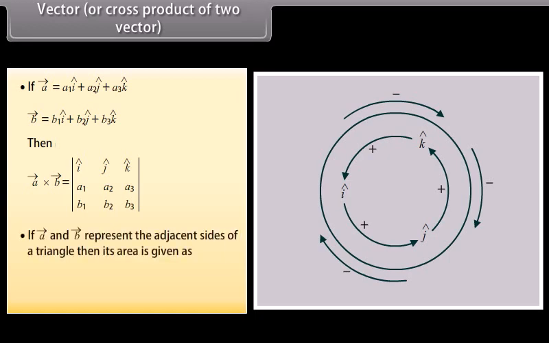If vectors A and B represent the adjacent sides of a triangle, then its area is given as 1 upon 2 into the magnitude of the vector product of A and B.